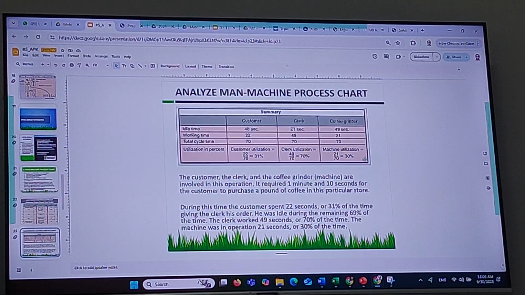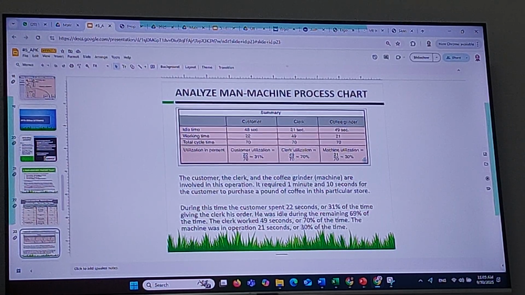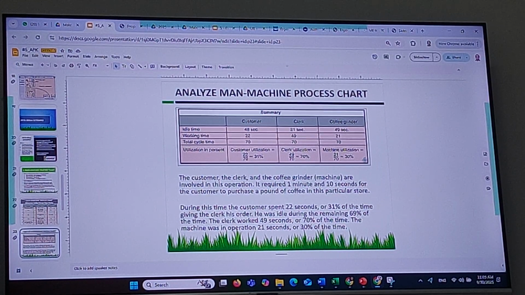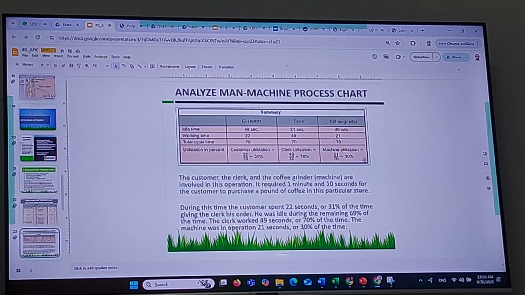So it's possible to use it if we have one customer. We still need one machine. But for the clerk, I think we should add more to do the process at the same time. This is the function of the man machine chart.